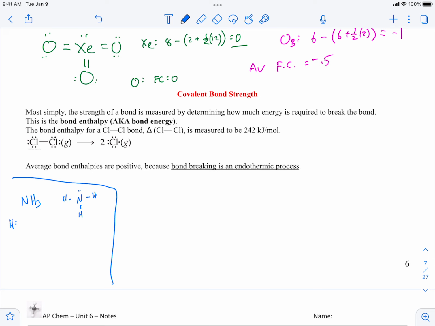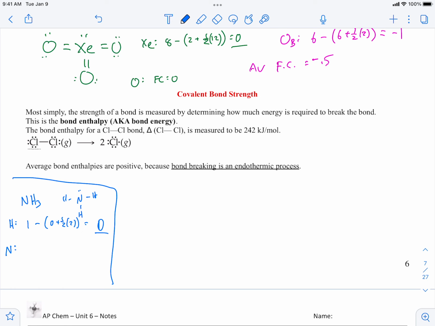All right, so for your hydrogens, how many valence electrons? 1. How many assigned electrons? Well, there's no lone pair electrons on it, and you're going to take half of what's bonded to it. So the formal charge on hydrogen is 0.